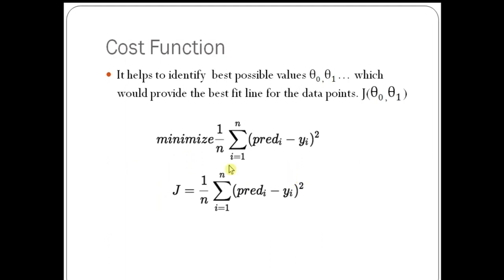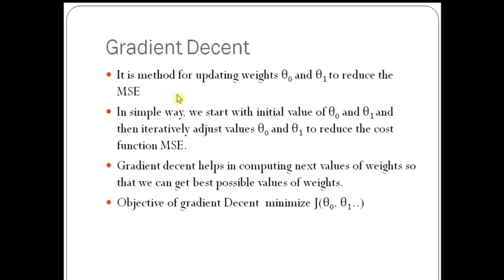So the objective of the gradient descent algorithm is to optimize the cost function to get the minimum cost function value. How do we do it? I have already explained: we update the values of the weights theta 0 and theta 1 to reduce the MSE because we want to get the best fit line. So how are we doing it? We start with simple value initialization of theta 0 and theta 1, and iteratively we compute the values of theta 0 and theta 1 to reduce the cost function.